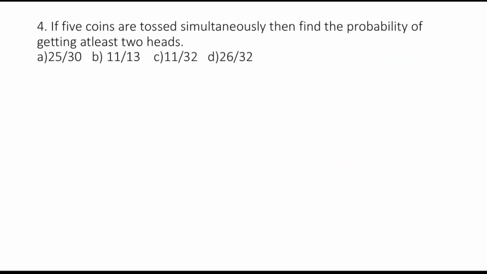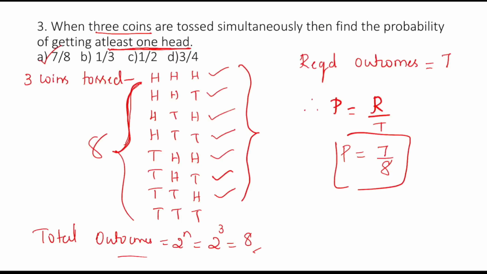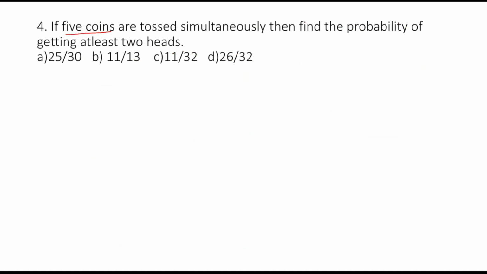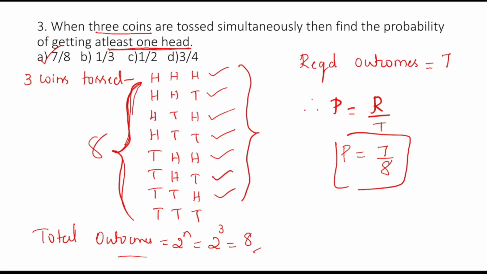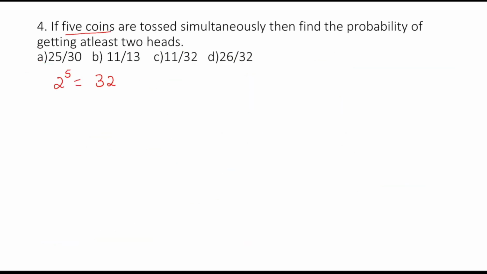Next problem. If 5 coins are tossed simultaneously, then find the probability of getting at least 2 heads. Okay, to solve this kind of problem where 5 coins are used, solving with the listing method will be difficult, because we have to go on writing 5 possibilities. How many total outcomes will we get? 2 raised to 5, isn't it? 2 raised to 5 is nothing but 32. So writing 32 possible outcomes like this is very difficult. So we will solve this by the logical method only.